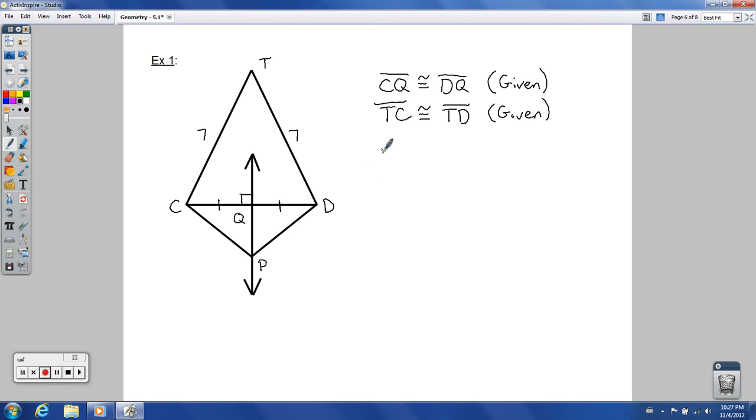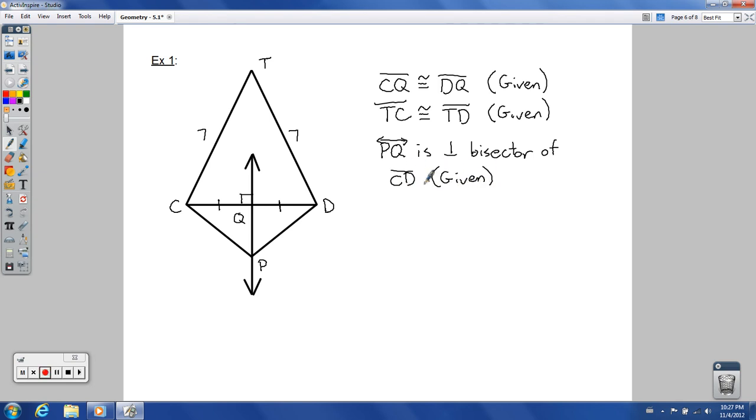And I can see that line PQ is a perpendicular bisector. What segment is it the perpendicular bisector of? If you look at the picture, I hope that's clear that it's cutting CD in half, and it is perpendicular to it as well. So it's a perpendicular bisector of segment CD. This is also given in the picture.